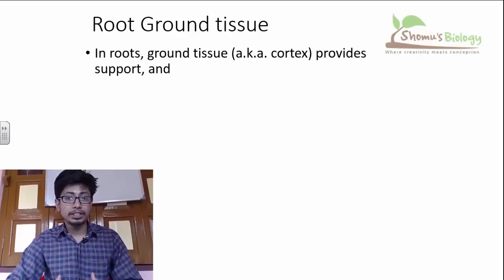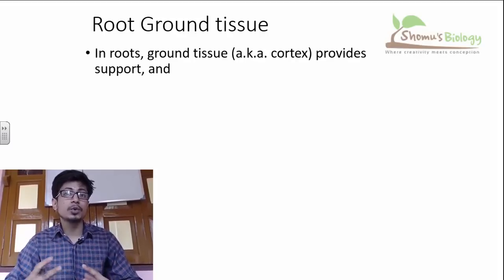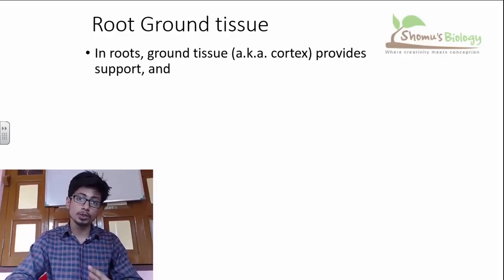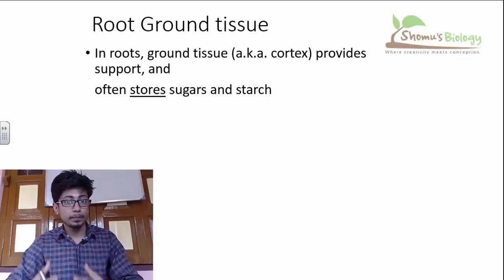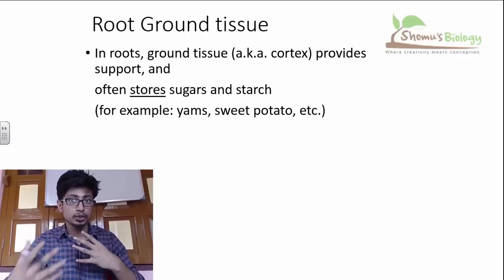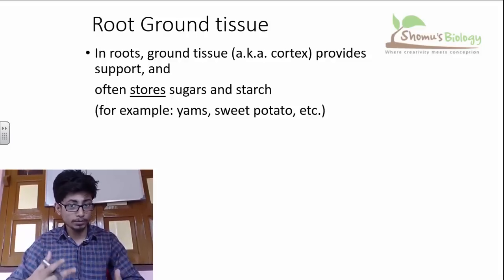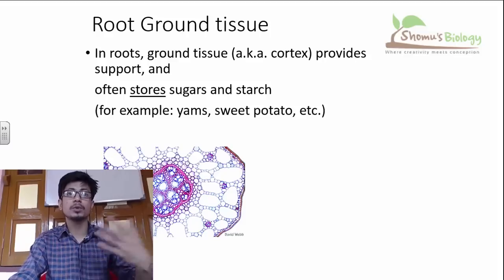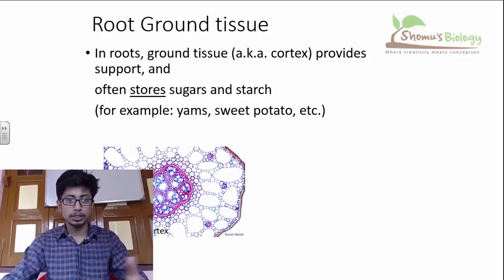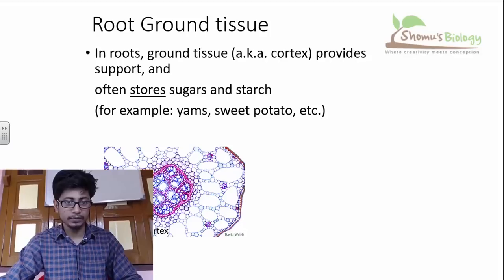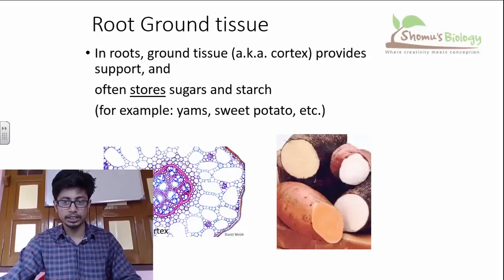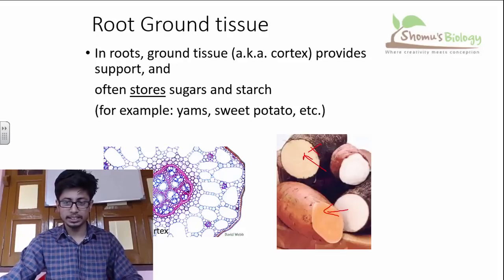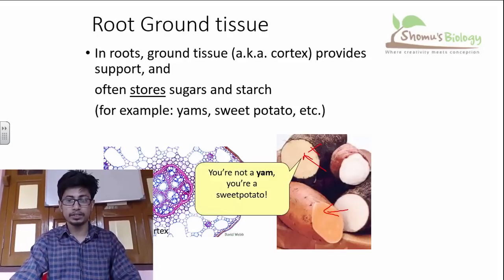The ground tissue is the tissue which actually produces the storage unit where we store all those starchy materials in the root, okay? And they provide support. They have the storage unit to store starch and other sugar forms, like in yams, sweet potato, and other things. So the cortex is surrounding the vascular cylinder, and that cortex can contain all the structures as you know. Sweet potato is not what we want here. This is a potato which is filled with starch.